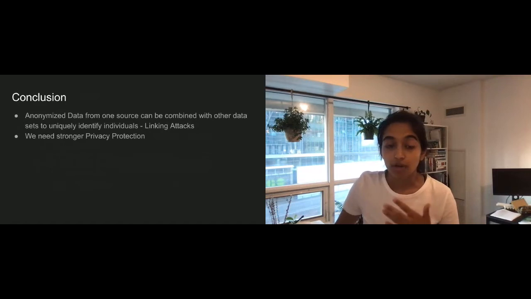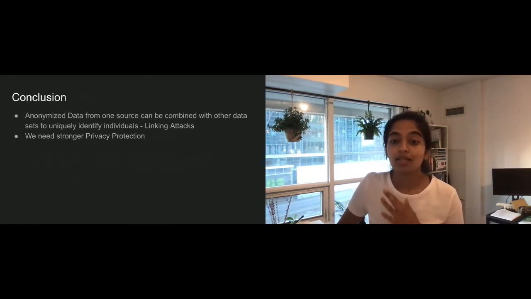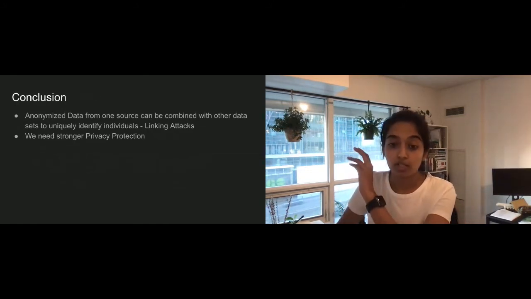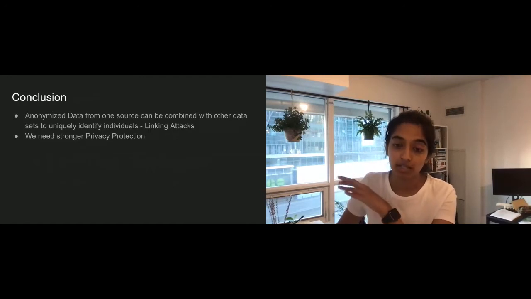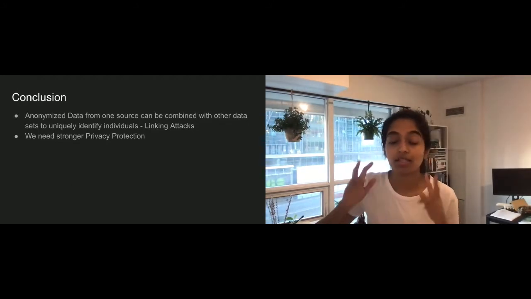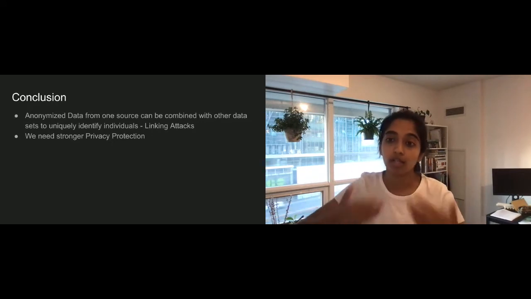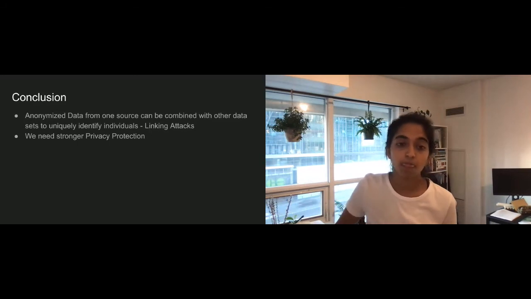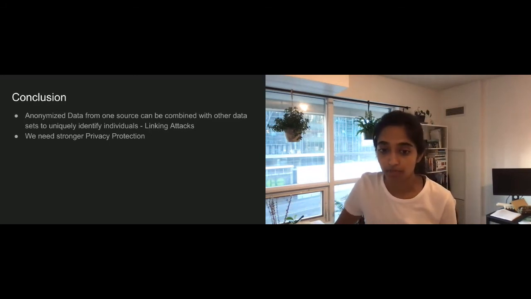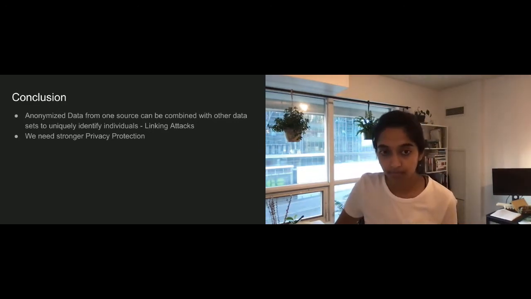So what is the conclusion from all of this? Just because you're anonymizing a particular database doesn't mean that you're protected. There's a possibility of other available data out there to be intersected with the anonymized data, where you can still be identified. These are called linking attacks, using two different databases and linking them together to possibly learn more about an individual. So we need a stronger privacy protection policy, something that will protect the privacy of individuals regardless of what information is out there.